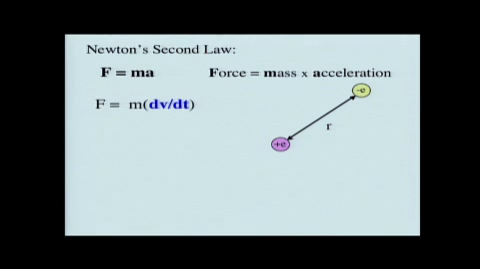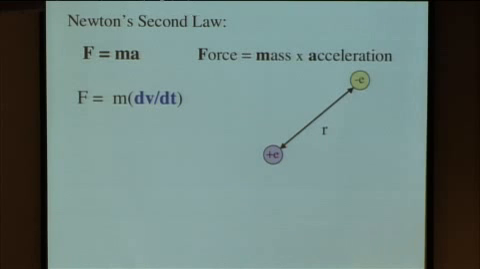So we can just take the first derivative and get ourselves to velocity. So force is equal to mass times dv dt. But of course, we want to go all the way to distance, so we take the second derivative, and we have this equation for force here.